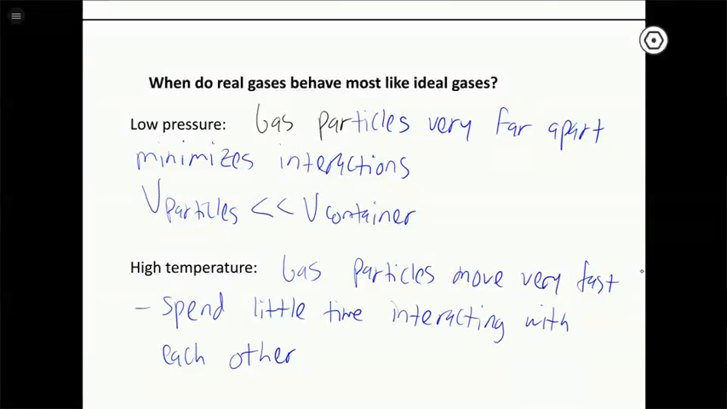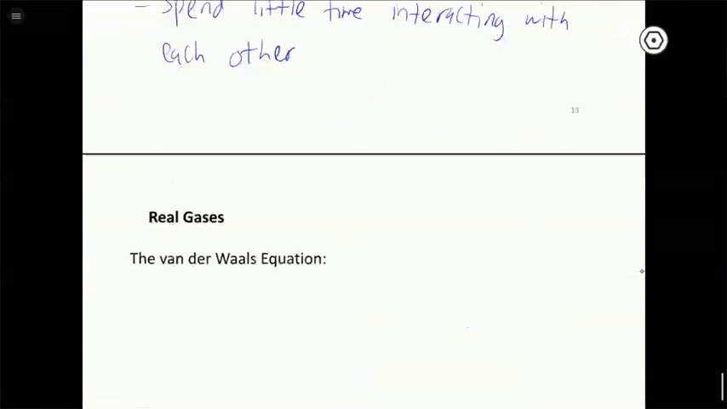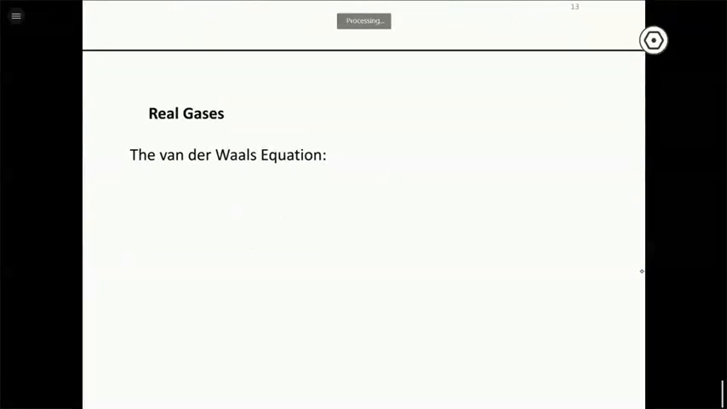If you're working with common gases like O2 and nitrogen at room temperature and pretty low pressures, then the ideal gas law works very well. Those are the conditions where it works the best. But real gases deviate at very high pressure, very low temperature, or with really heavy gas molecules. Those deviate the most from ideal gas behavior.